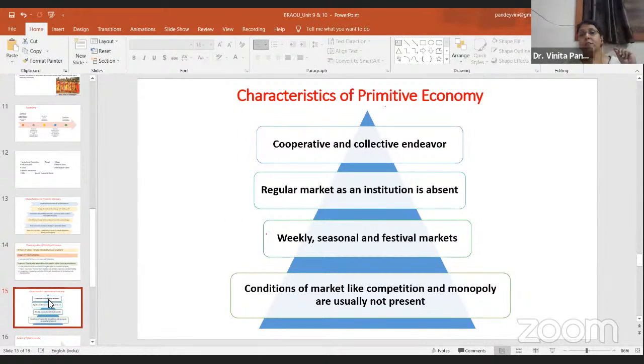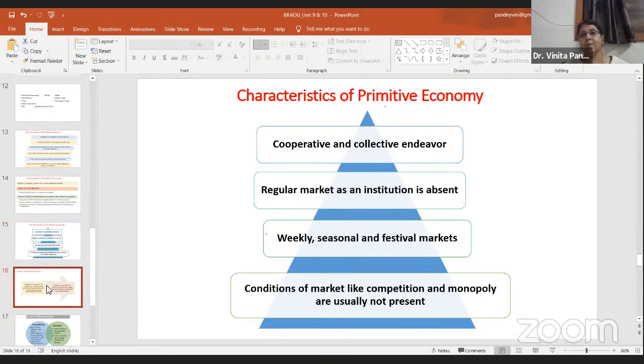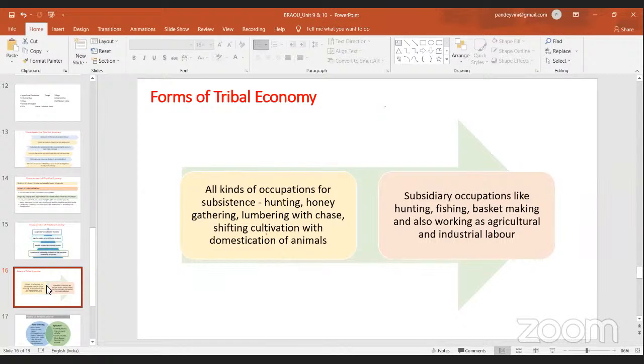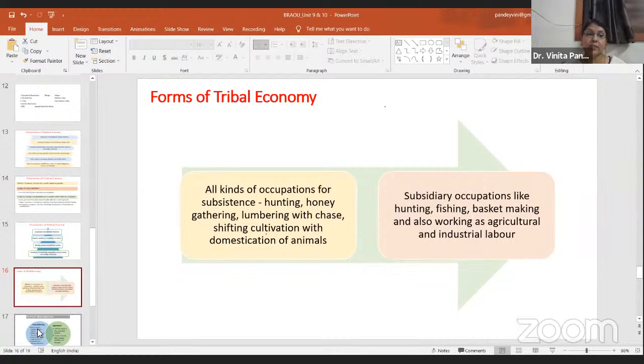Another question which you can expect is forms of tribal economy. In forms of tribal economy, these are the slides which you can talk about. All kinds of occupation for subsistence, means for survival. It includes hunting, honey gathering, lumbering, shifting cultivation. Lumbering is taking out the bark of those trees with medicinal properties. Then a lot of subsidiary occupations are also there. So if you are getting a question on forms of tribal economy, you can mention these points.